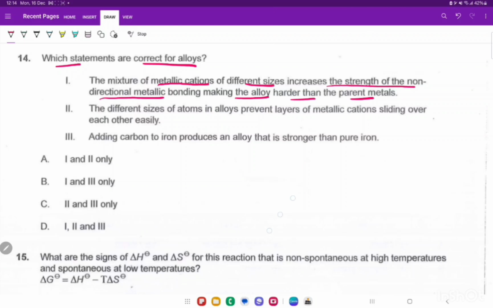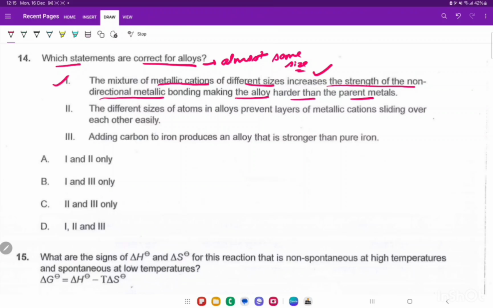When we mix alloys, they have almost the same size but not exactly the same. So when they are almost the same size, it means they are slightly different. When slightly different, the strength of the non-directional metallic bond increases due to the presence of different size cations. The slip and slide movement is affected, and that increases the strength of the non-directional metallic bond, and makes the alloy harder. So this is a correct option. That is, we can say the first option is correct.